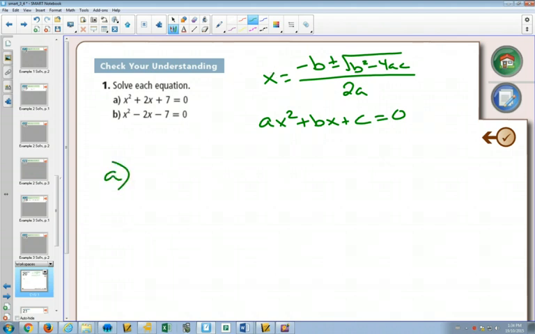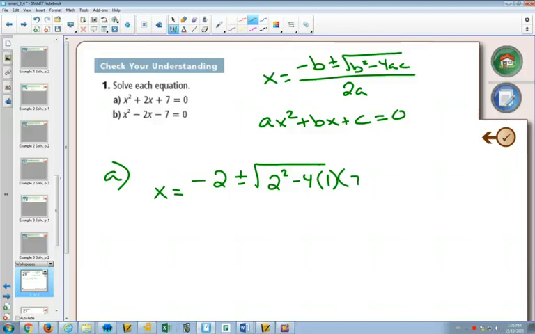So for part A, can you see that our A value is 1, our B value is 2, and our C value is 7? Because those are the numbers in front of x squared, in front of x, and the constant by itself. So when we go to write our answer, we go negative, our B value is 2, plus or minus the square root of B squared minus 4, our A value is 1, our C value is 7, over 2 times A, and our A value was 1.